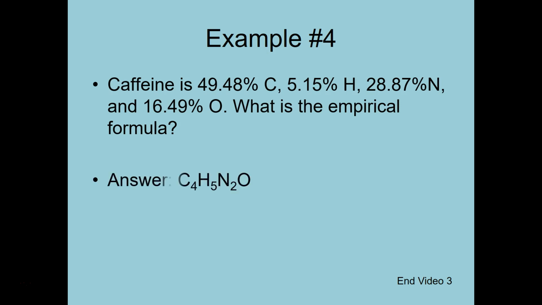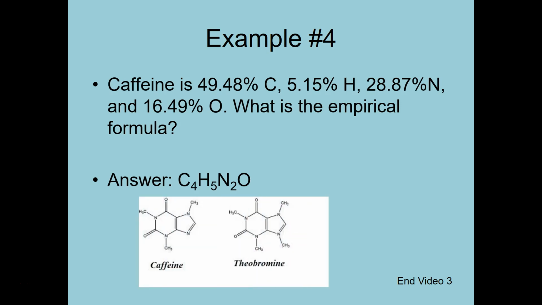All right. You should have gotten an answer of C4H5N2O. Interestingly, that is the empirical formula for both caffeine and theobromine. And if you're thinking, I know what caffeine is, Ms. Hinkson, but I don't know what theobromine is, it is the primary component of chocolate. So that is the empirical formula for both caffeine and chocolate. Now, they both have different molecular formulas, but they have the same empirical formula. Little known thing for you.